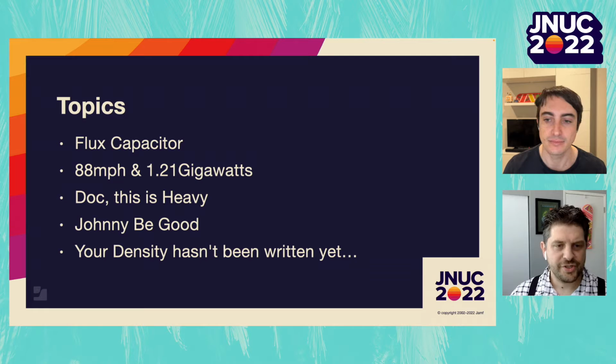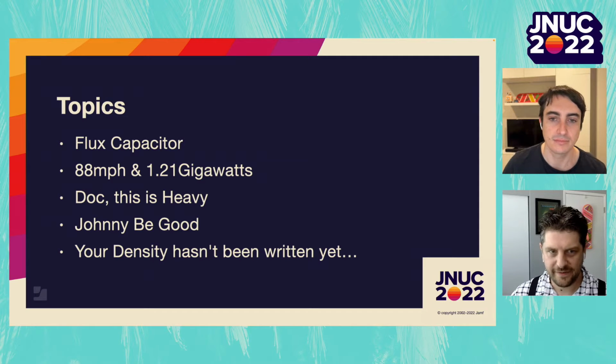Okay, so the agenda. First up, flux capacitor. This is what makes time travel possible. Specs and requirements: we're going to need to travel 88 miles an hour, and we're going to have to power the flux capacitor with 1.21 gigawatts. Later, we're going to get into some heavy stuff with Doc. And Johnny B. Goode. This is the section of the presentation where you call up your cousin Barry and convince him about that new sound that he's been looking for. And most importantly, your destiny. The moral of this story is your destiny isn't written yet. Choices you make now can affect the future.